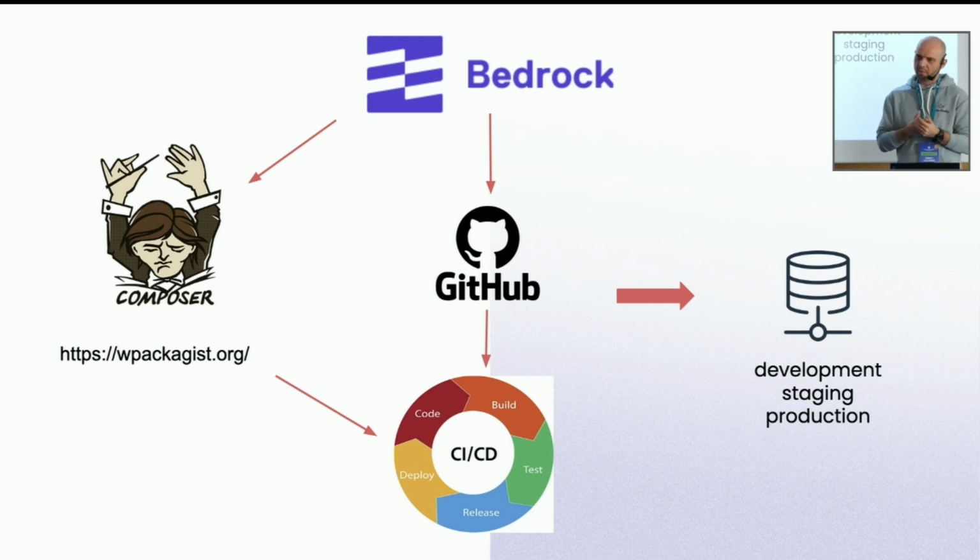So what does Bedrock give us? Bedrock gives us a dependency management system with Composer. It gives us handling of different environment setups like development, staging, production, and so on. And it is also quite good in terms of storing the whole project in the Git repository, because you are not storing all the WordPress files in the repository. You are only keeping the theme and the most important files.